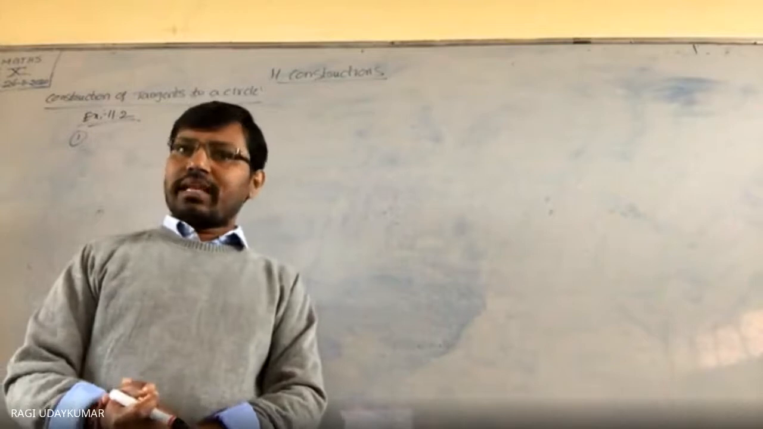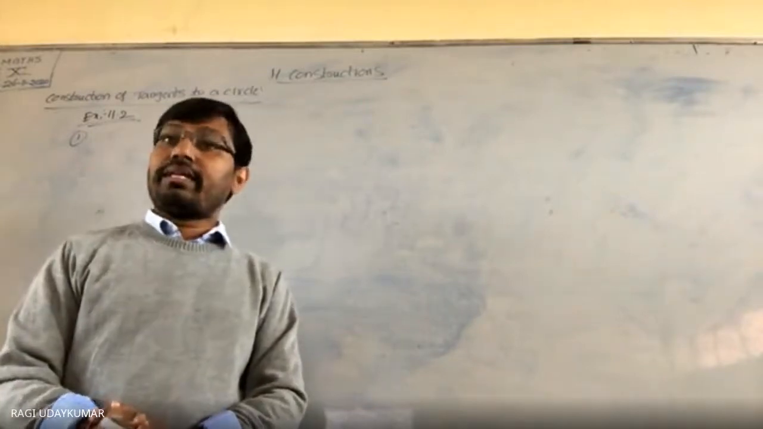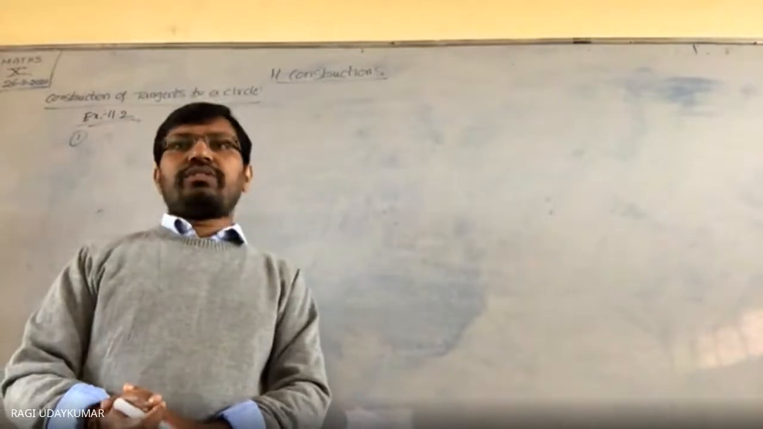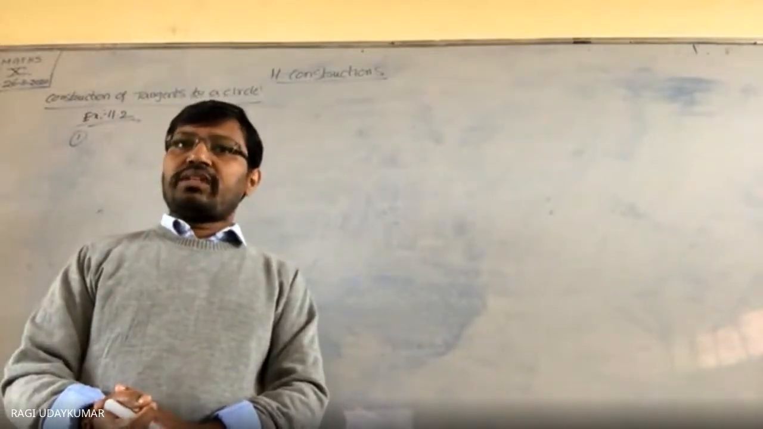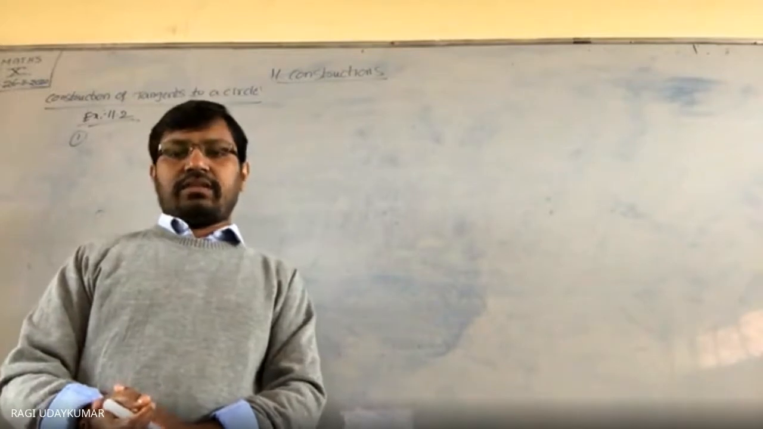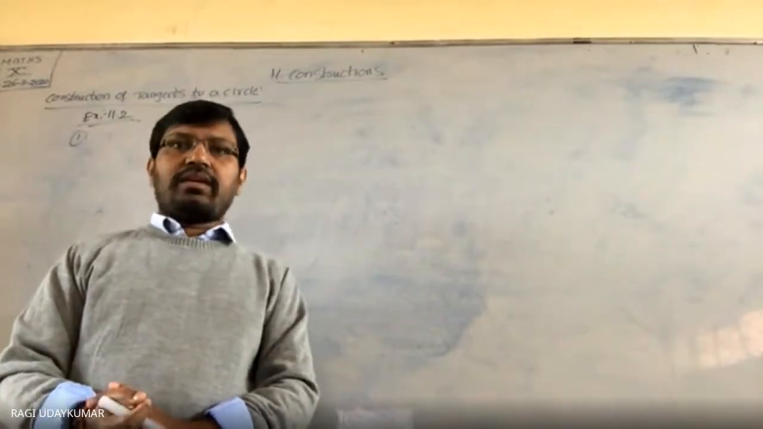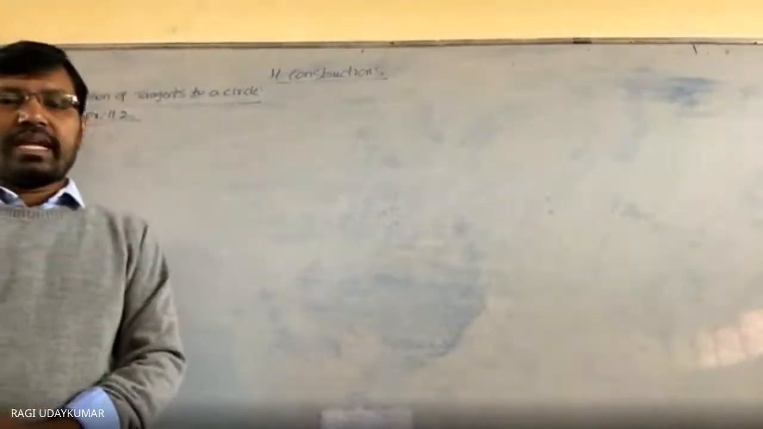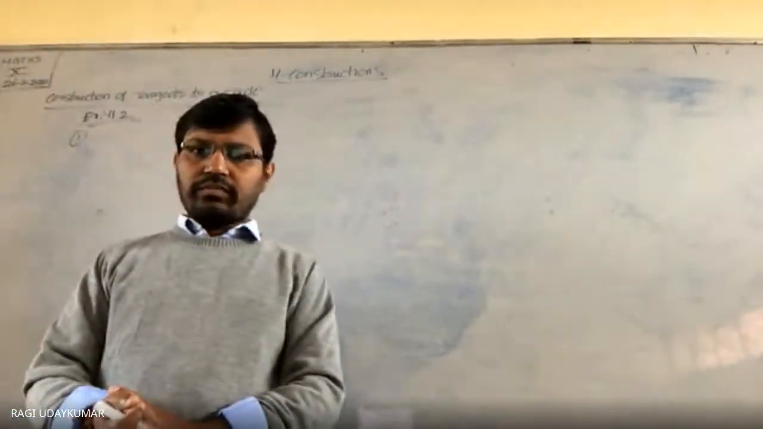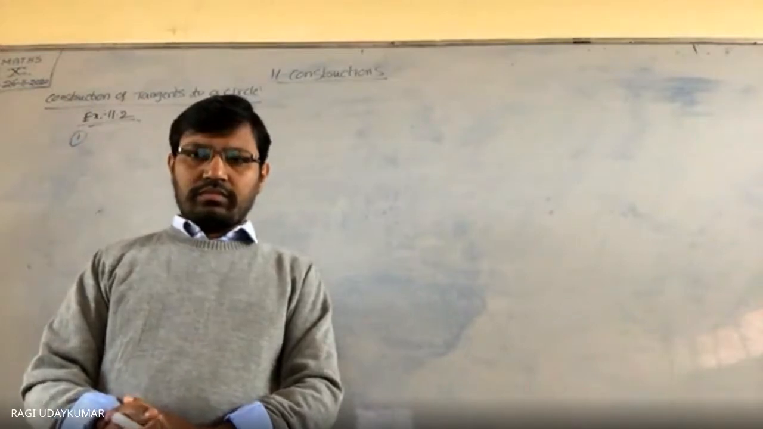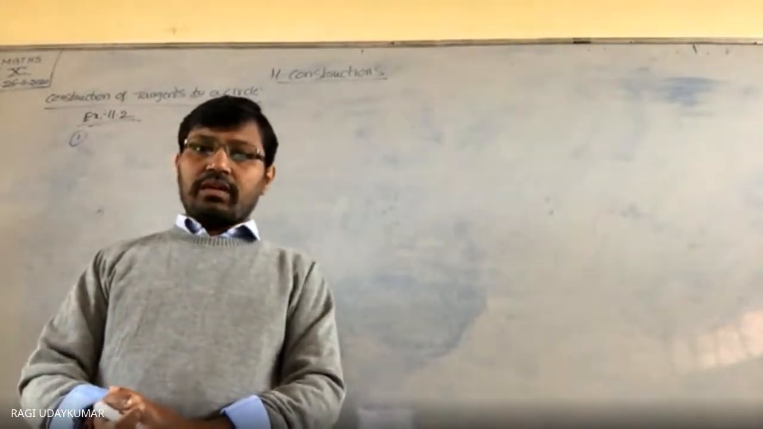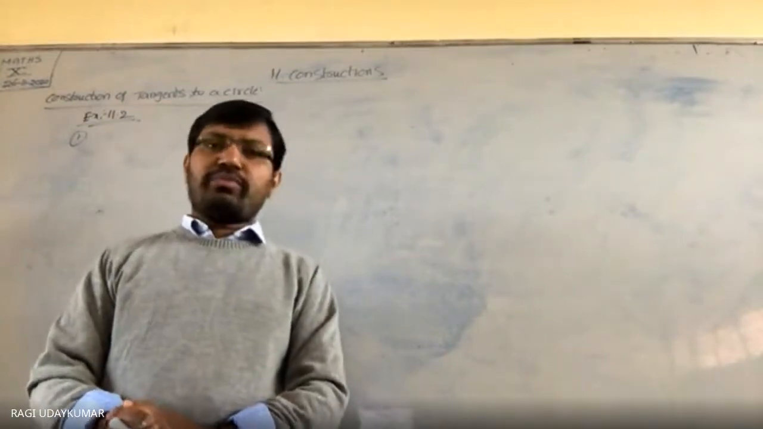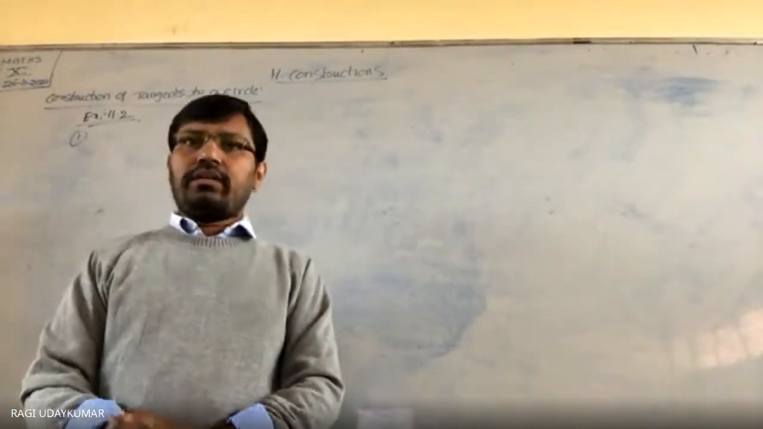Draw a circle of radius 6 centimeters, and from a point 10 centimeters away from its center, construct the pair of tangents to the circle and measure their lengths. What is the length of the tangent? You have to measure. What is meant by the length of the tangent? It is the distance from the point of contact to the exterior point from where you are drawing the tangent.